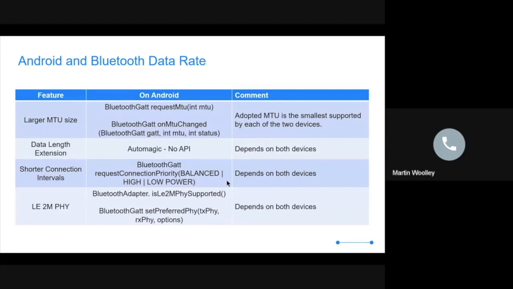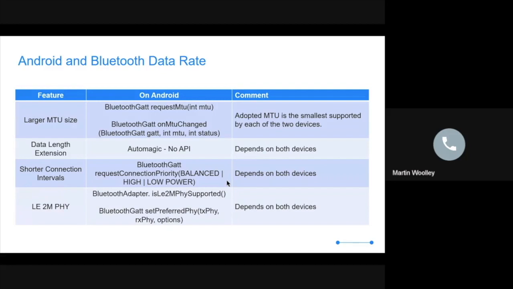But if your project allows you to choose the devices that you're using, and sometimes that's the case in the enterprise, then choose ones that are just newer. Basically, newer devices tend to have the new features. Shorter connection intervals give more frequent opportunities for data to be transmitted, so you're probably going to get better throughput with a shorter connection interval, so that's the high connection priority.